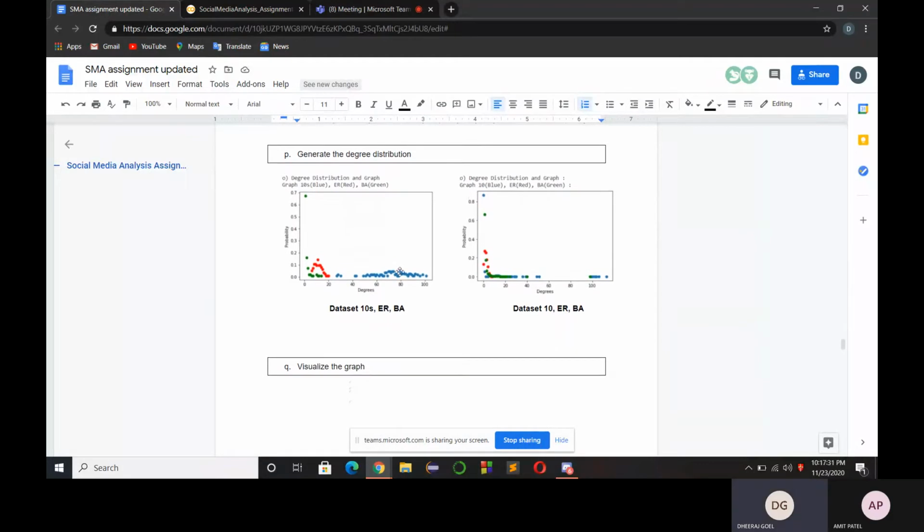Here are the generated graphs for the degree distribution. Degree distribution is nothing but the probability of every degree existing in the graph. For the red part, as you can see, we are getting a bell curve. So you can see that the ER model has a bell curve degree distribution. The others have some random distribution which can't be classified into some category. The x-axis has the degrees and the y-axis has the probability of every degree existing in the graph.